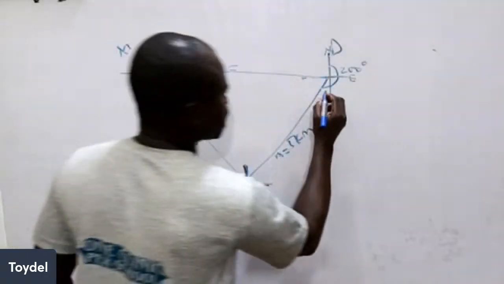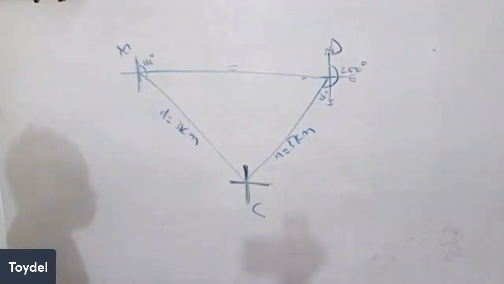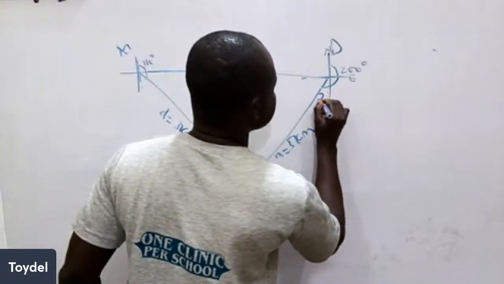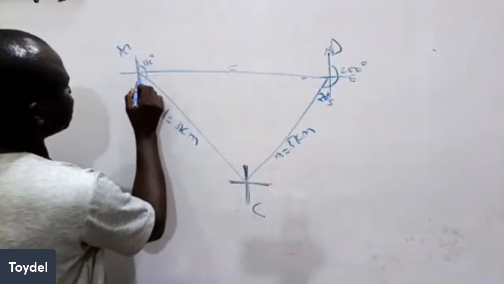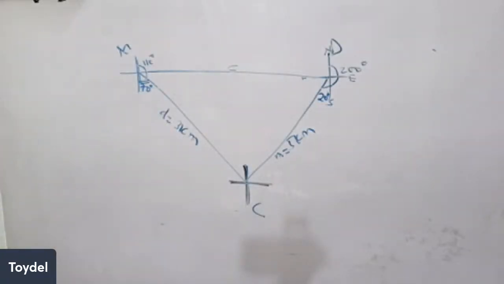So if this is 210, here will be 20. This space will be 20. Then if this is 110, here will be 70. That's what you are going to have, 70. So if you have the knowledge of alternate angle, corresponding angle, then you know what to do next.